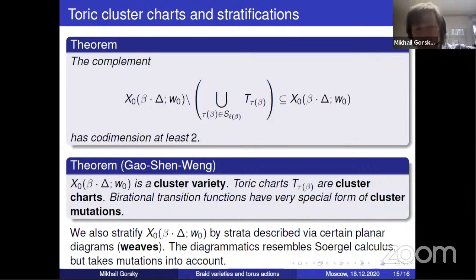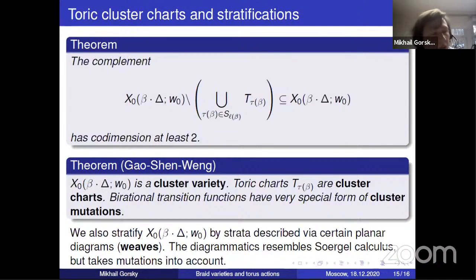So this is everything about top dimensional strata, which are the toric charts. We also want to find out what the complement of codimension at least 2 is. We can stratify these by strata described by a certain diagrammatic calculus. This calculus is quite similar to the Soergel calculus of Elias–Khovanov or Elias–Williamson, but instead of the so-called associativity relation, we have a mutation.